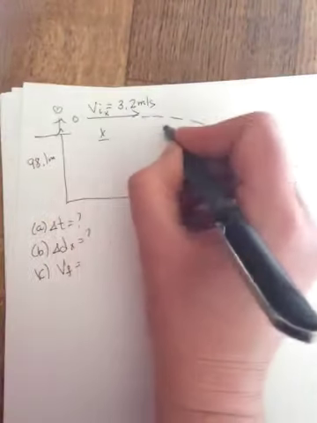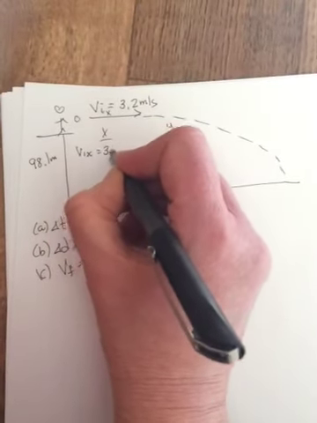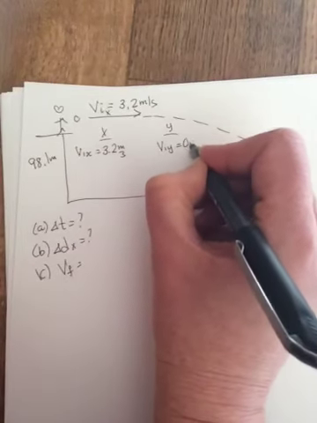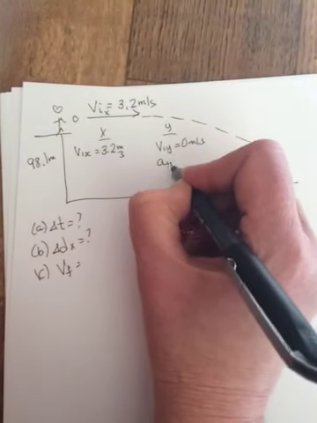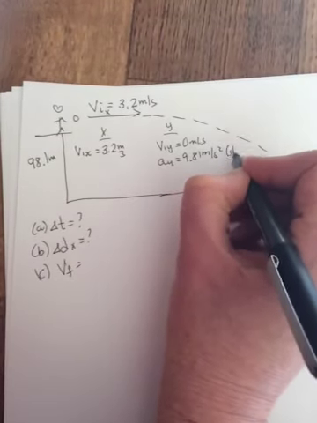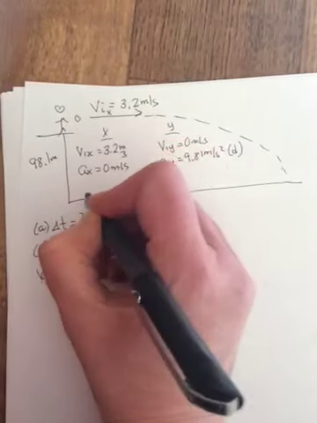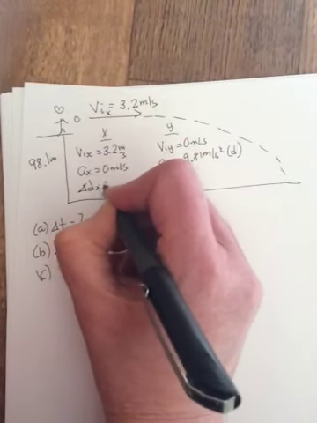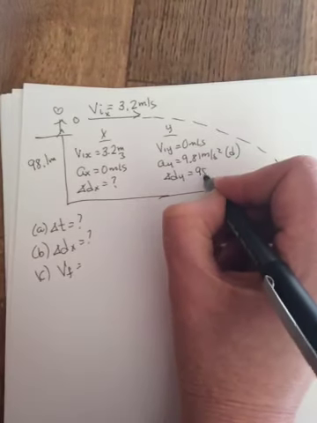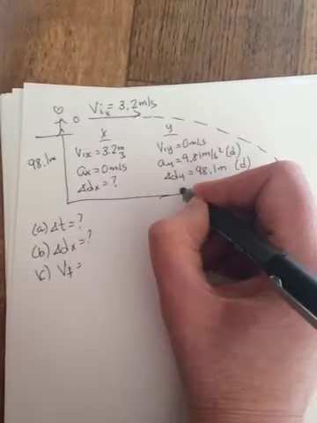I'm going to separate your givens into x and y. So vix is 3.2 meters per second. viy is 0. ay, 9.81 meters per second squared down. ax, always 0. Delta dx is one of the things they're asking us to find. Delta dy is 98.1 meters, and that's down. It ends up below where it started, so it's down.